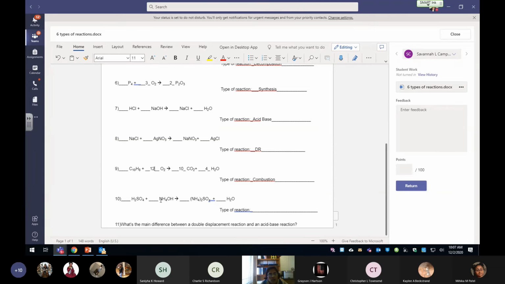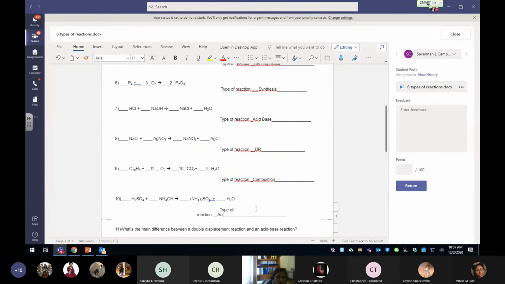So whenever you see the product as salt and water, then it is not a double replacement, but it is an acid base reaction. So that is the difference between double replacement and acid base, that product will always be salt and water. So whenever you see salt and water, then it is not double replacement, but it is an acid base reaction.